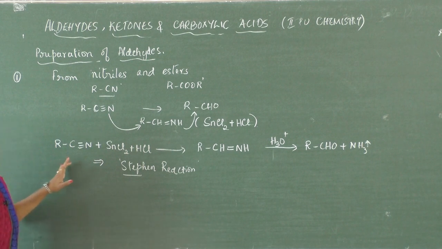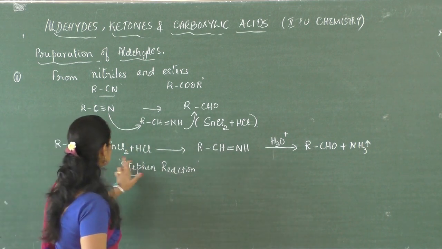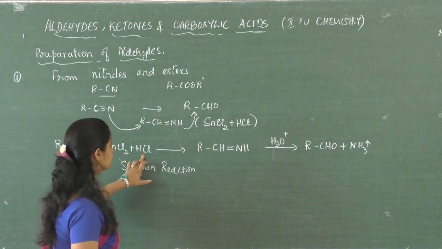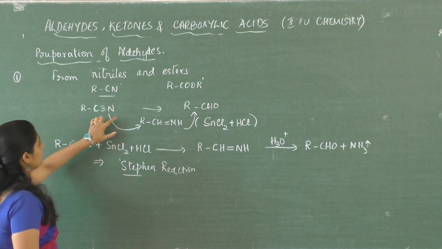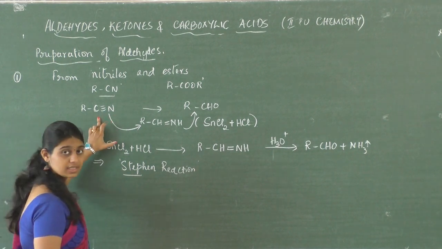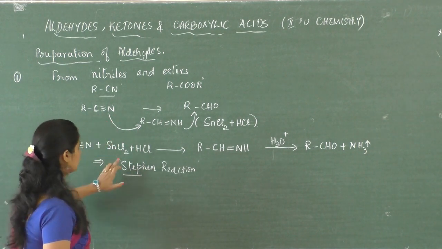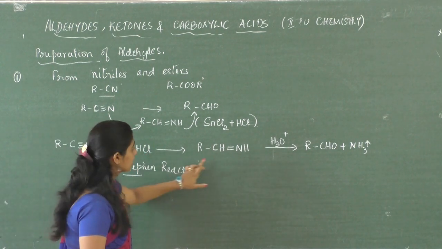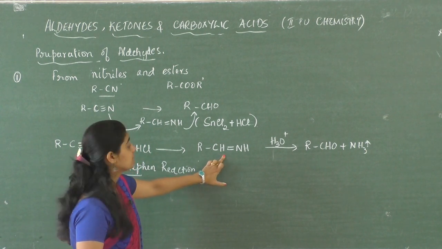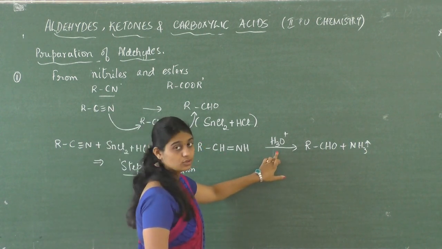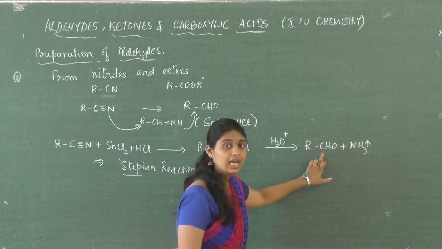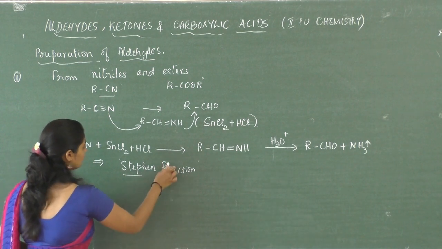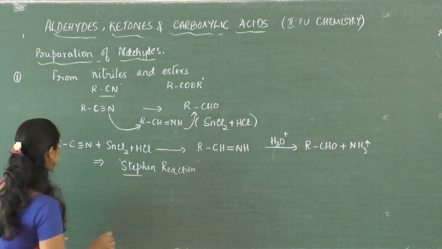So this reaction is called Stephen only when this reagent is used, that is stannous chloride in the presence of HCl. So I repeat. So when nitriles are subjected to reduction in the presence of stannous chloride and HCl, corresponding imines are formed, which is followed by hydrolysis, will give the corresponding aldehydes. And the reaction is called Stephen reaction.